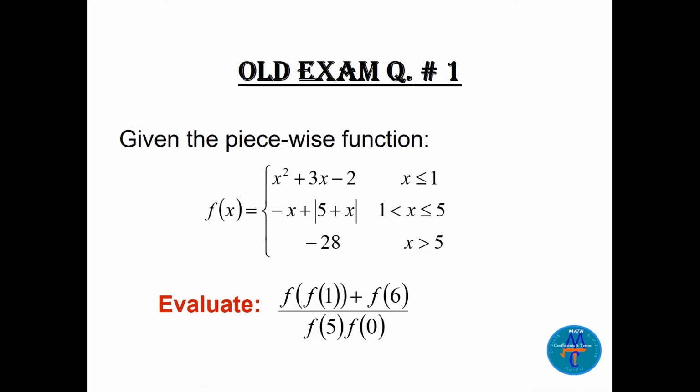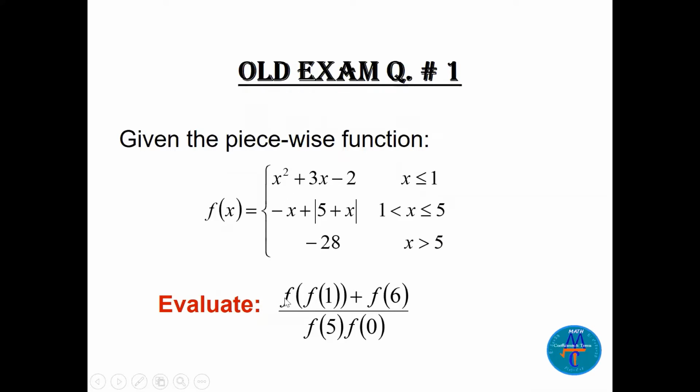Given the piecewise function, you have here a function that has 3 pieces and there are conditions. X less than 1, use this part of the function. X between 1 and 5, closed at 5, open at 1, use this one. X greater than 5, use this one.